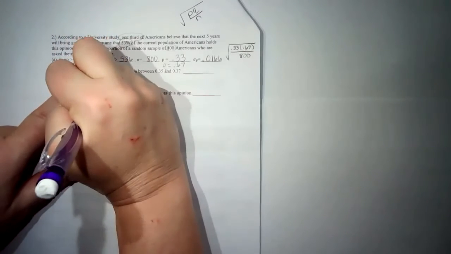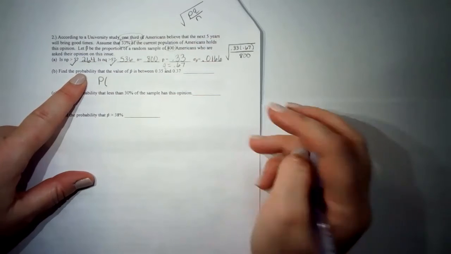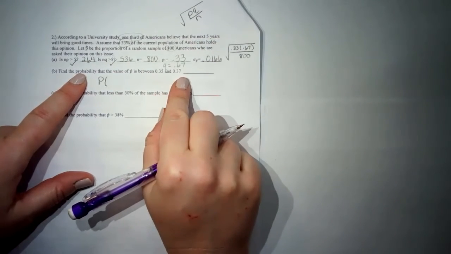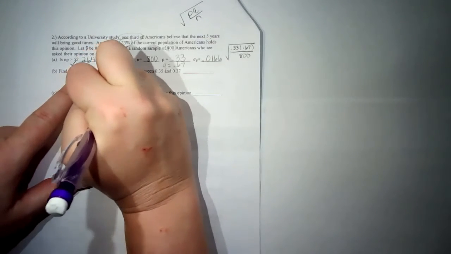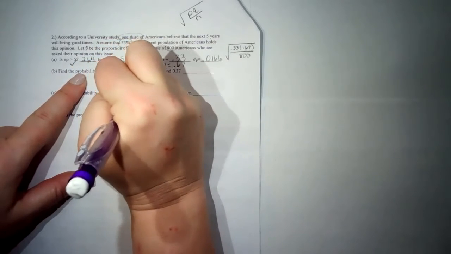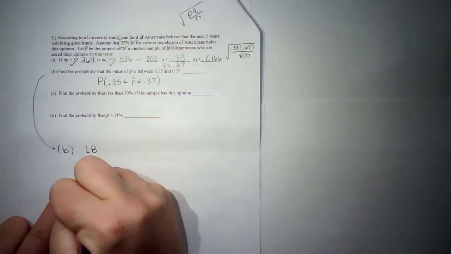Okay, part B says, find the probability that the value of p hat is between 0.35 and 0.37. Well, you don't have to, but if you wanted to write this over like a nice little inequality, you could. That's what that means if you wanted to write it. Okay, so if I go down here to B, now remember, we're going to normal CDF anytime it asks for probability. That's where we're headed. So if it wants a probability, this is the info we're going to need for our normal CDF.